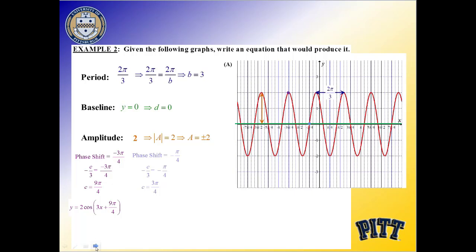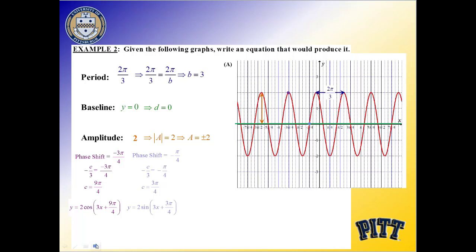Another thing that's going to change is that, since I'm starting on the baseline, that's no longer a cosine function, that's a sine function, because sine functions start on the baseline. So it's going to change the trig function I use. Now, as I move from pi over 4, I move up, then down, then up again. That's how a sine function usually does behave, so there's no reversal. So a will be a positive 2. So my equation, if I use that as my starting point, would be y equals 2 times the sine of 3x plus 3 pi over 4.